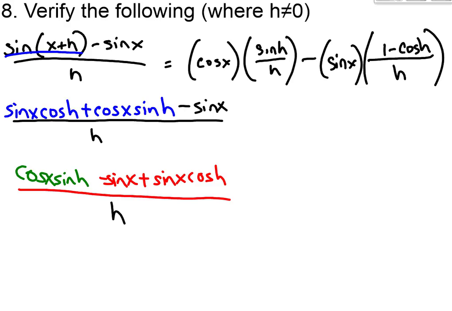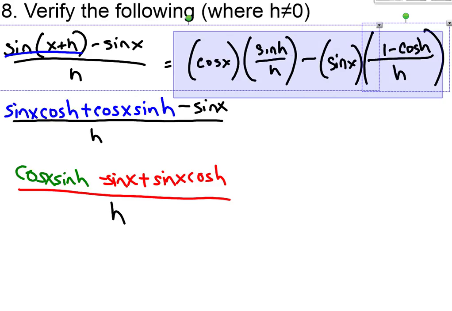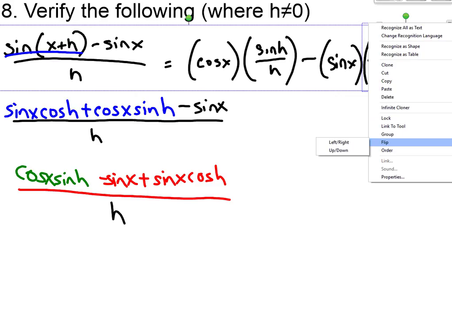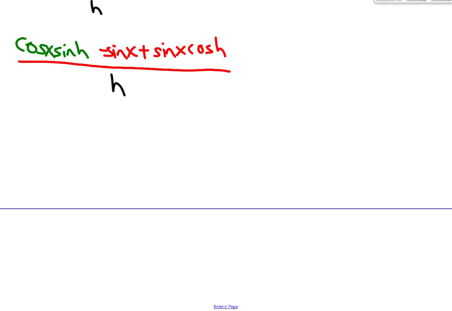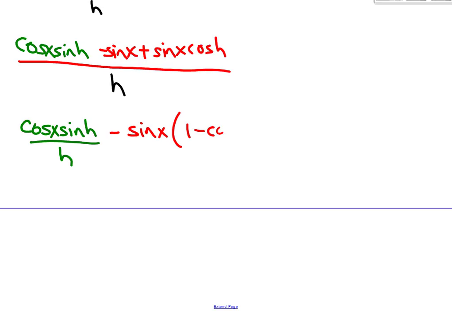Now I'm going to split my work into two fractions. So I'm going to separate it into two fractions. So cosine x sine h over h. And then on this next part, I'm going to distribute out a negative sine x. So I'm going to go minus sine x times 1 minus cosine h all over h.